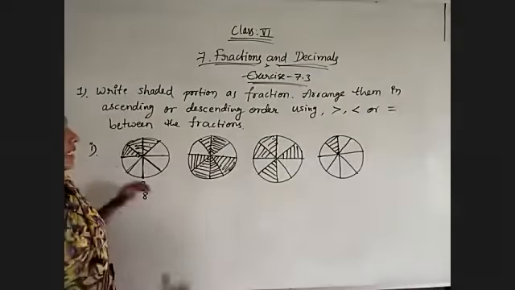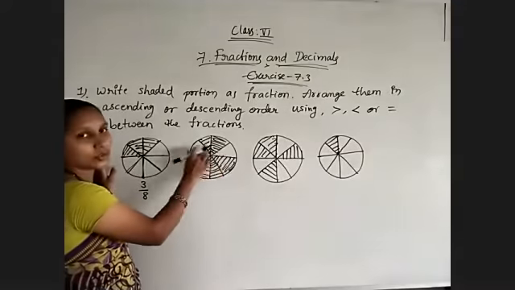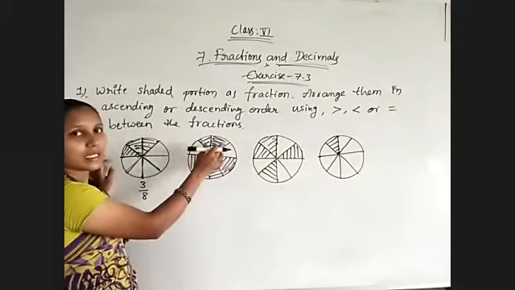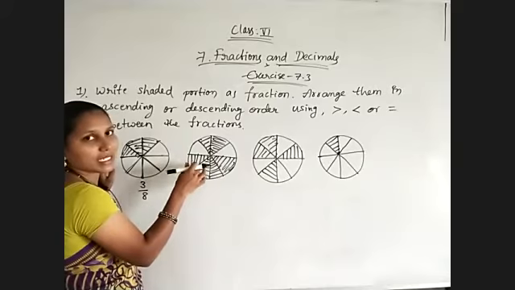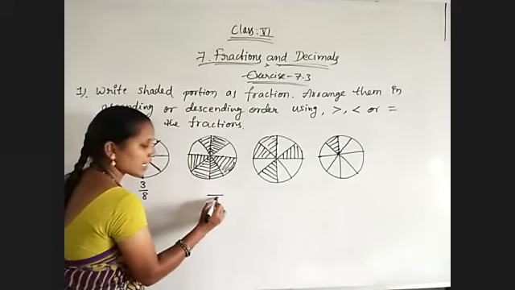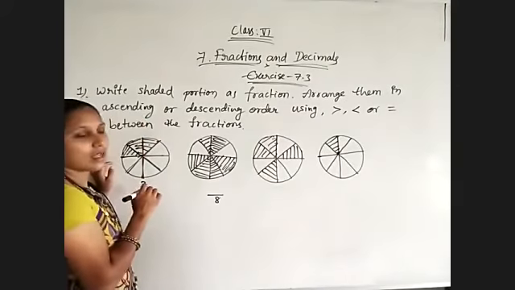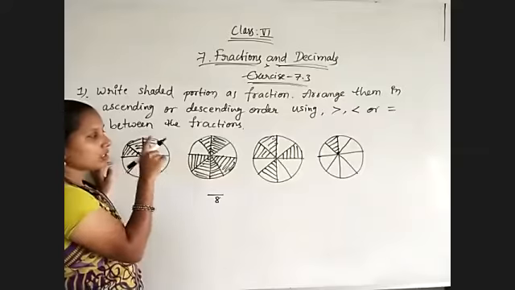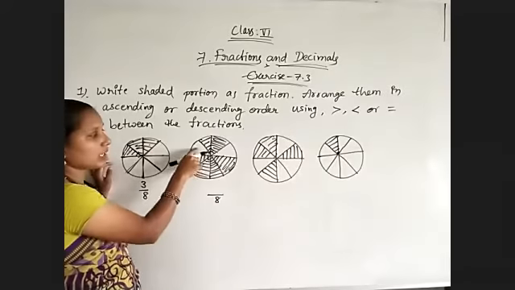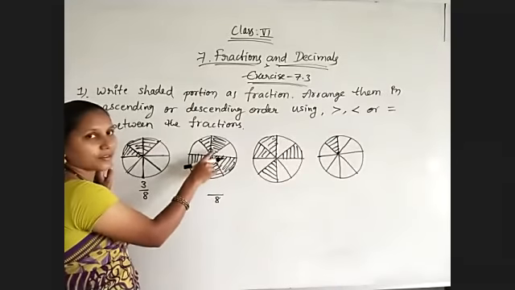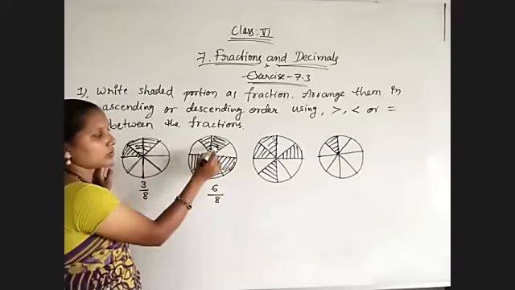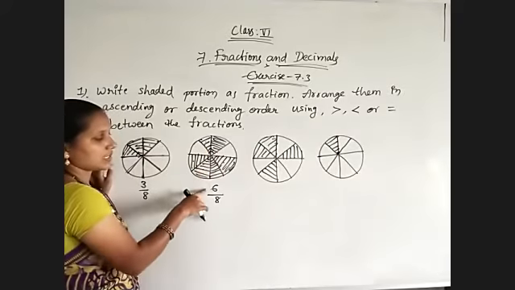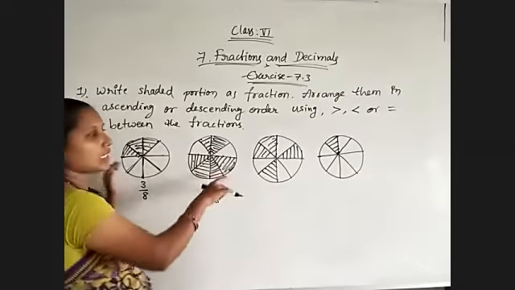Just observe here, only 2 places are empty, means the remaining 6 are shaded. So here also the total equal parts are 8. First of all, decide how many equal parts are there and how many are shaded. We are checking for shaded. Only 2 left out of 8 means the remaining 6 are shaded. So 6 by 8, 1, 2, 3, 4, 5, 6. 6 out of 8.